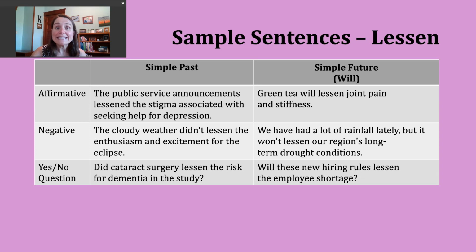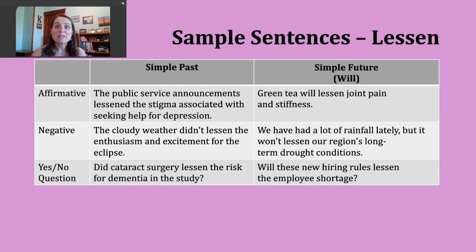Now, if I want to make a negative simple past tense sentence, our structure for that is to start with our subject, use did not, and then the base verb. So notice I'm not using the ed form of the negative here. Let's take a look at another example. The cloudy weather didn't lessen the enthusiasm and excitement for the eclipse.